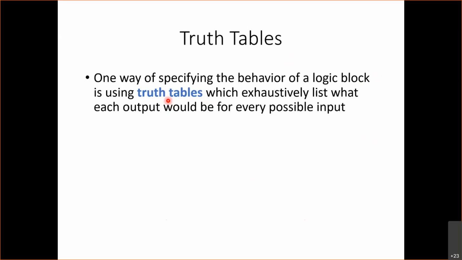A truth table is a specification of a logic block that exhaustively lists each output for every possible input. What a truth table does is it has all possible combinations of the input, and based on these combinations, it tells you what the output should be for each of these combinations. So I'll start with an example.